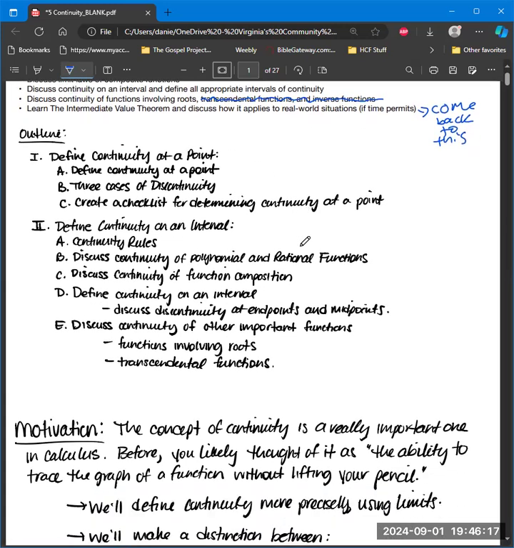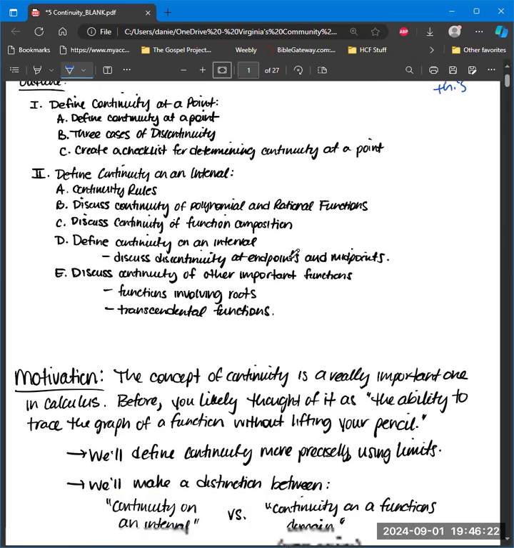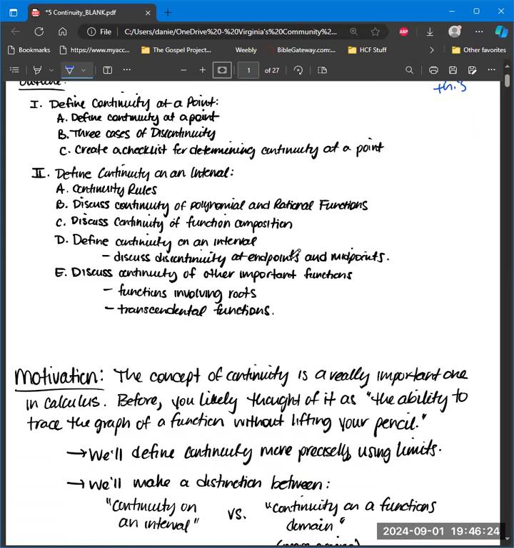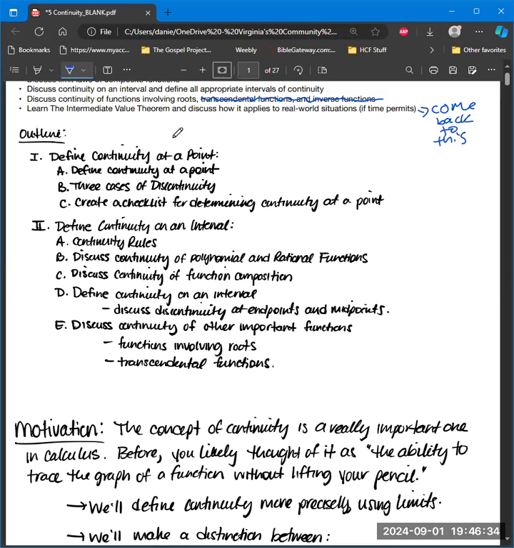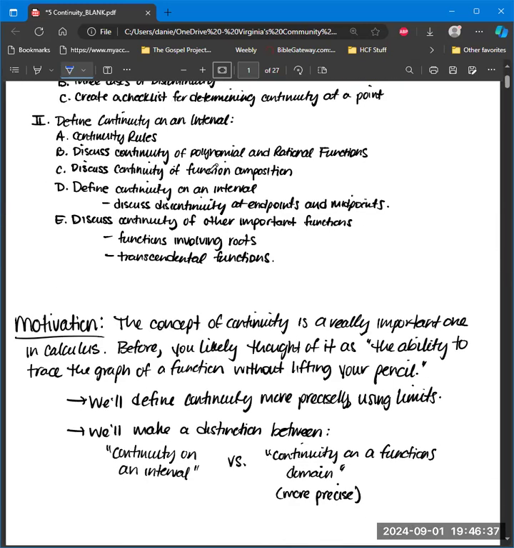All right, so let's first define continuity at a point. And the three cases of a discontinuity, and then we'll create a continuity checklist for determining continuity at a point. This is kind of our outline for today. Then we're going to define continuity on an interval by talking about continuity rules, discuss continuity of polynomial and rational functions. They're going to be continuous on their entire domain.